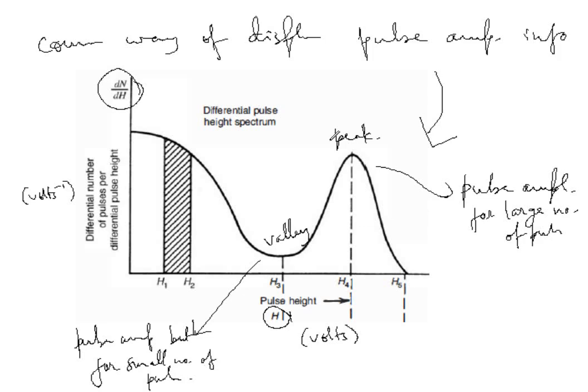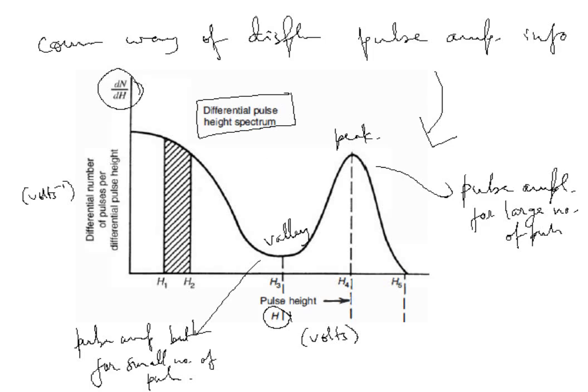Now the physical interpretation of this differential pulse height spectrum basically involves the area under the spectrum between two given limits of a pulse height. Remember that the value of the ordinate itself, that means dn by dh, has no physical significance until it is multiplied by an increment of the abscissa.